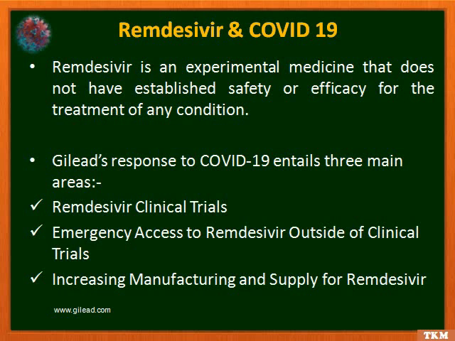So, what was Gilead's response to COVID-19? It entails three main areas: Remdesivir clinical trials, emergency access to Remdesivir outside of clinical trial, and increasing the manufacturing and supply for Remdesivir.